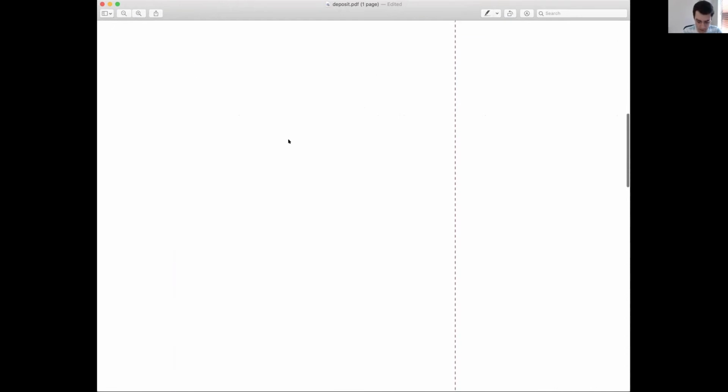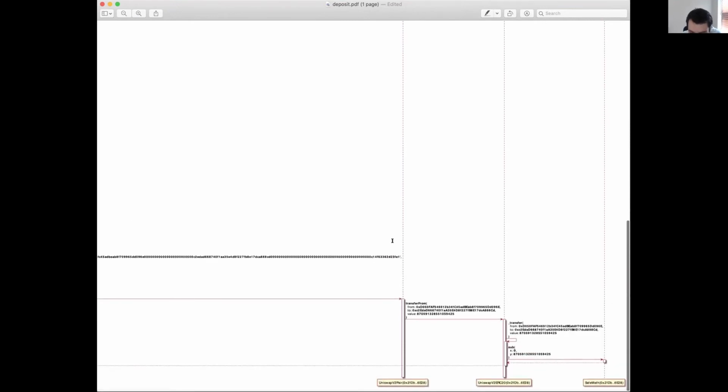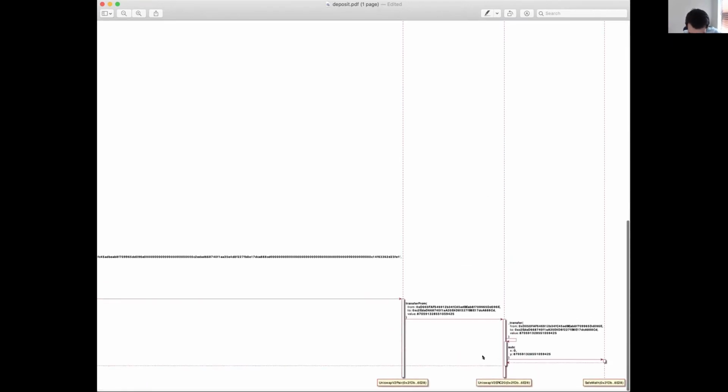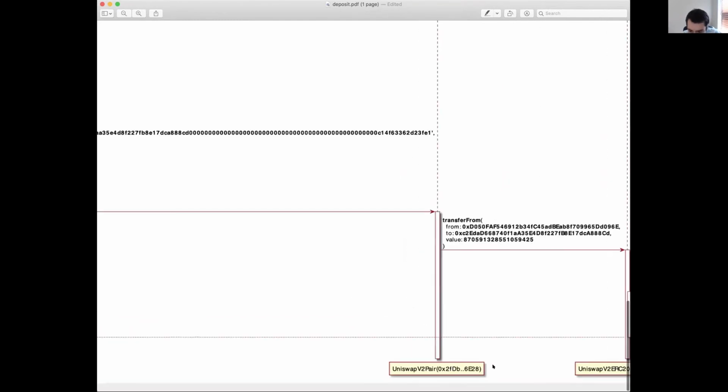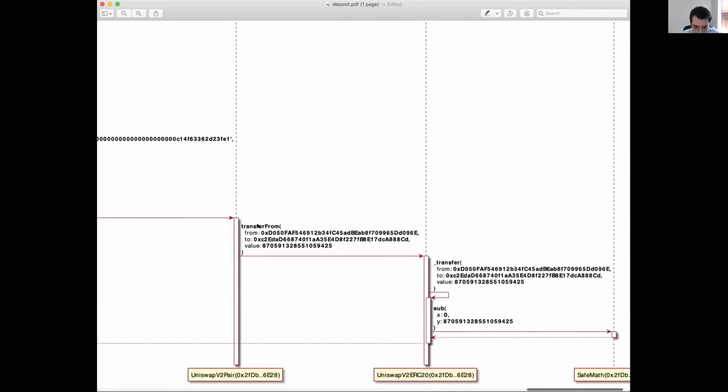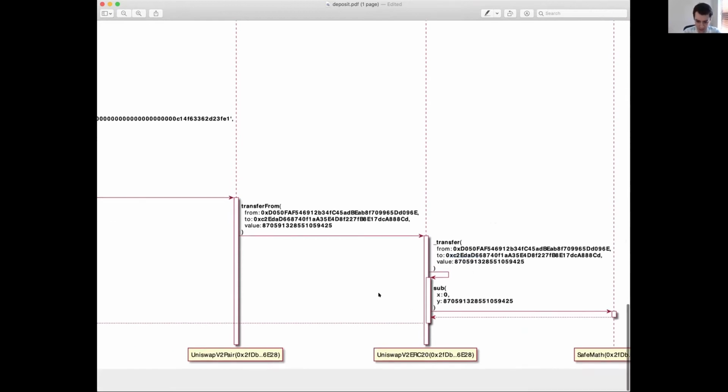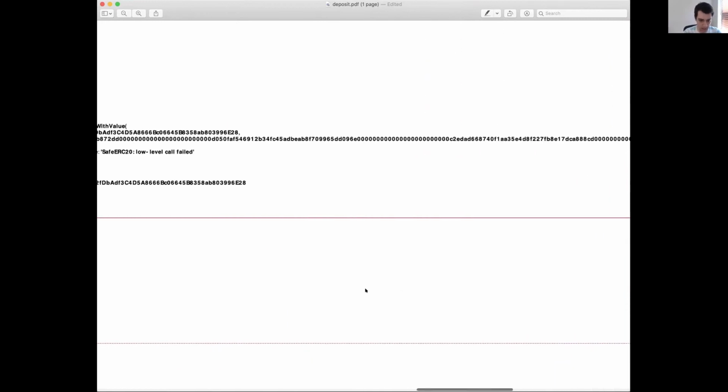Sorry if this is hard to see, maybe I can zoom out a little bit. Haven't figured out how to make these diagrams readable. And that invokes a transfer from, oh, I guess we could see it at the bottom here. That invokes a transfer from, which then does a transfer. And you can see that 0xC2, that's MasterChef. MasterChef was given the LP tokens. And then that's it. That's the end of the transaction.